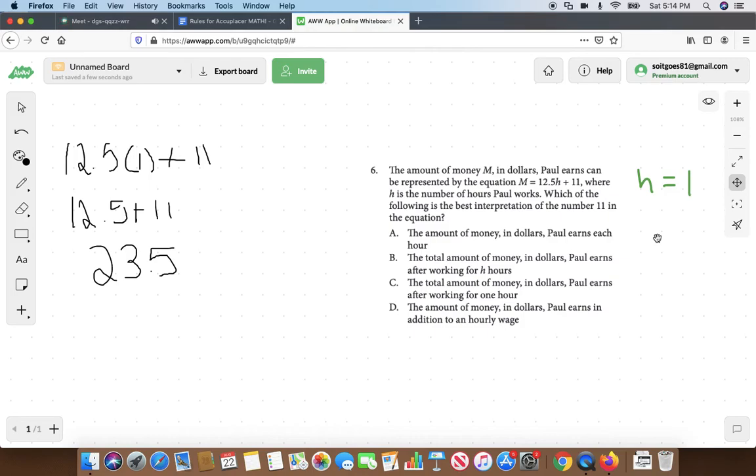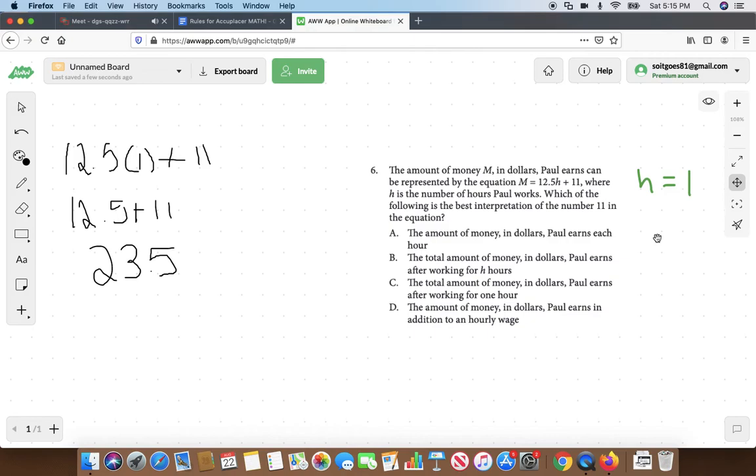Let's look. I want to look at the answer choices real quick. Okay, we can plug in a 2, see what happens. We can plug in a 0. We might plug in a 0 in just a minute. Let's look at answer choice A. Remember, the question is, what is the best interpretation of the number 11?